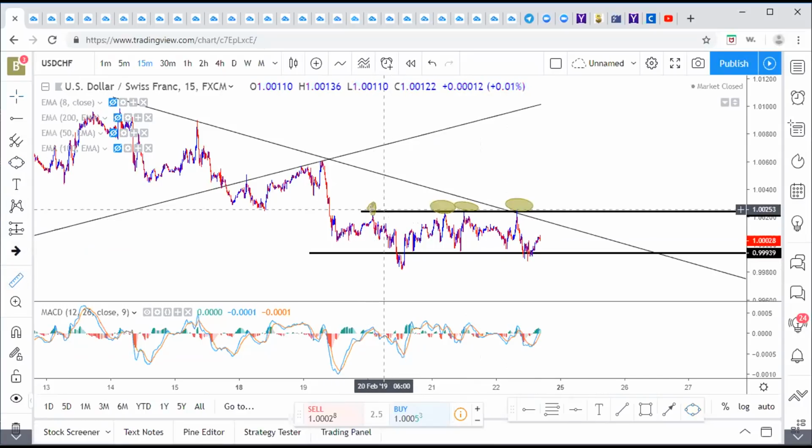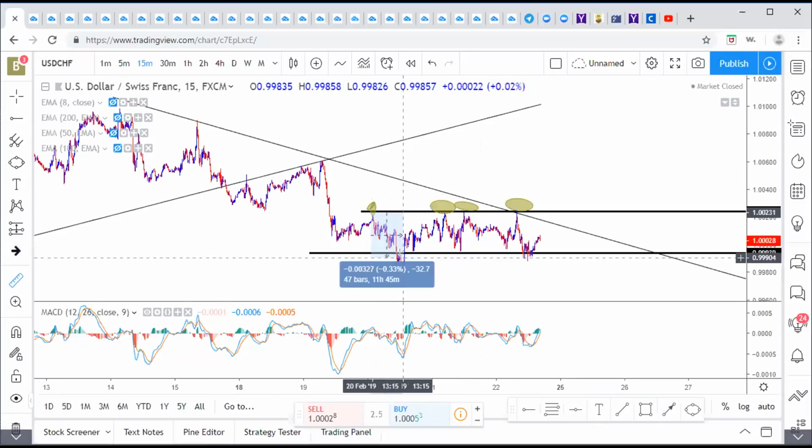Just do one of them from top to bottom. So you're getting like a good 25 to 30 pip drop. But what you're trying to do is, this is eventually going to break to the downside.